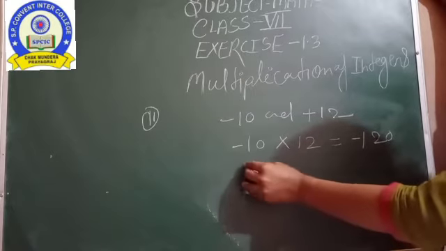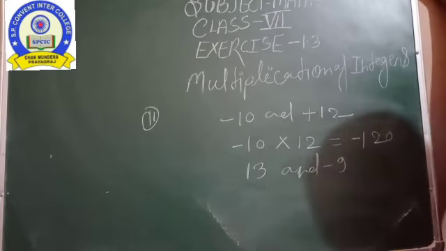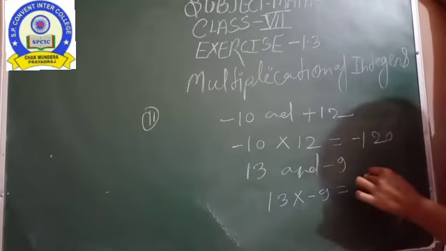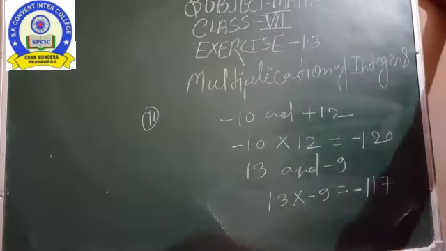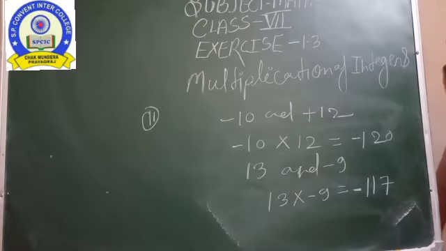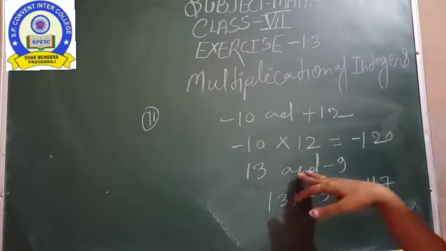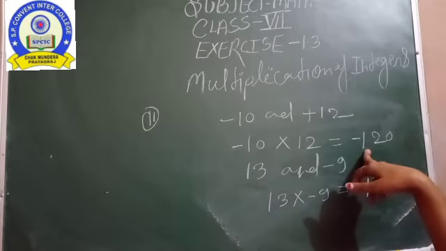Another example, 13 and -9. So the product is 117. The product will have a negative sign. Okay, it means when multiplying two integers having the opposite sign, one negative and one positive, the product of the numbers will have a negative sign. Clear?